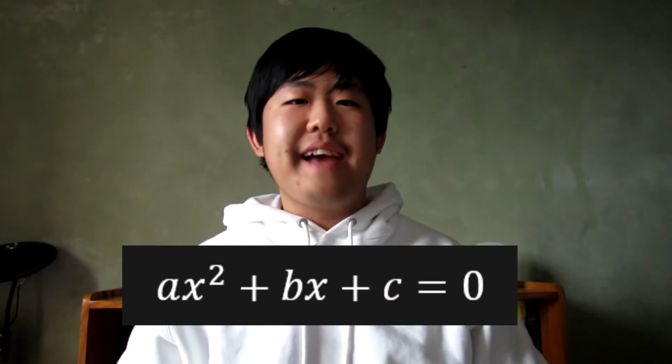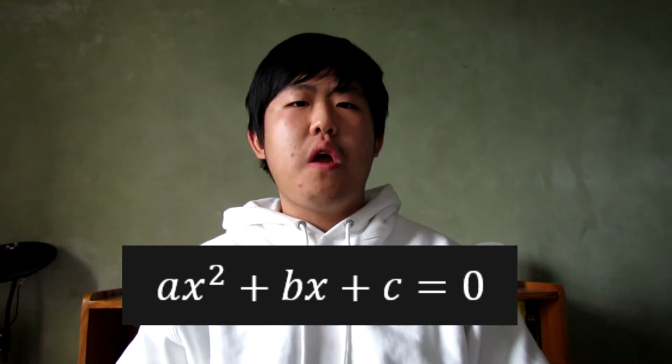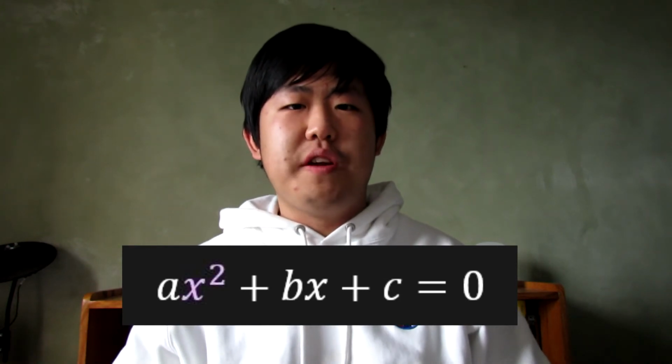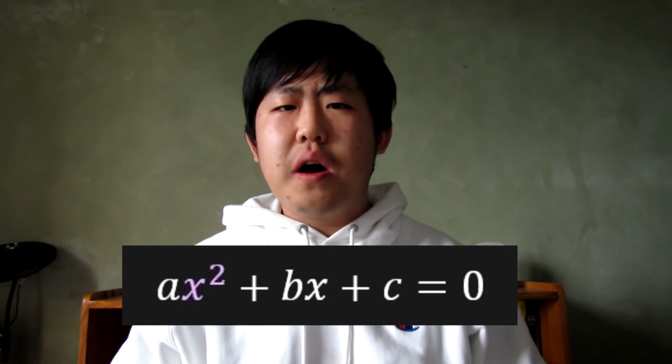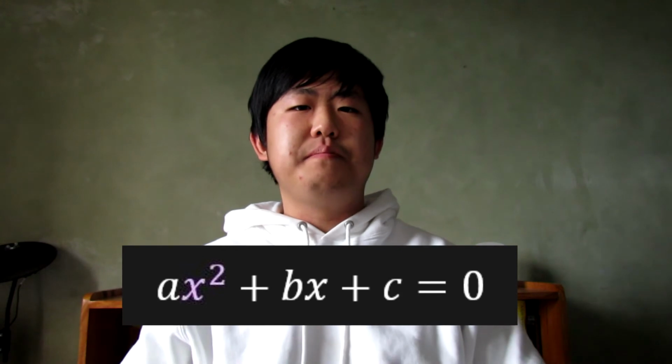So, for a brief recap of quadratic equations, they are any type of equation in the form ax squared plus bx plus c equals 0. What makes them quadratic is the x squared term. They have to have x squared in them. They don't have to have the bx part or constant c, but it always has to have x squared in them.